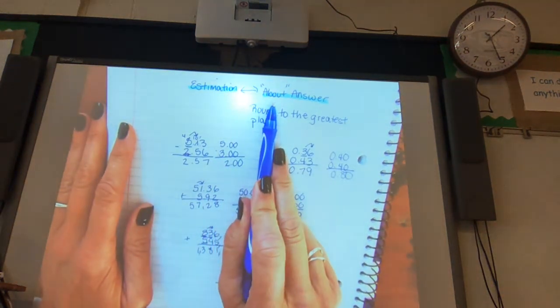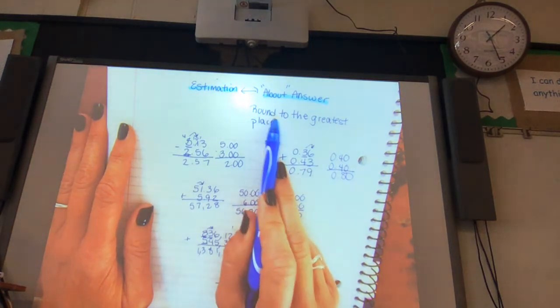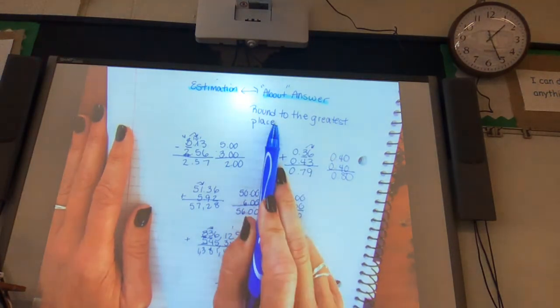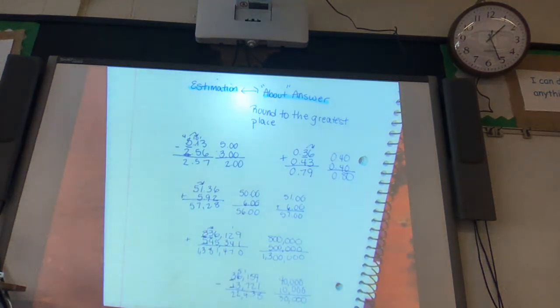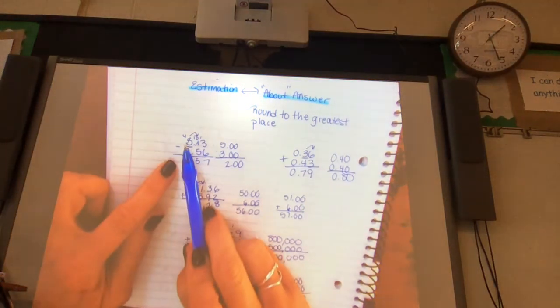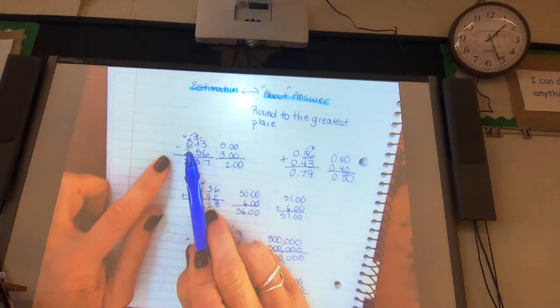So generally, when we estimate, we're going to round to the greatest place. And by that, I mean whether it be the tens or the ones or the hundreds, the greatest place that number falls in. So in this problem, I'm going to just redo some problems here.